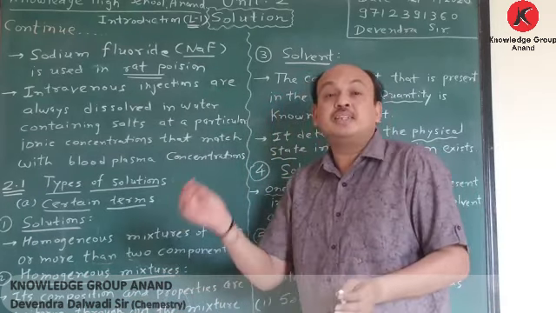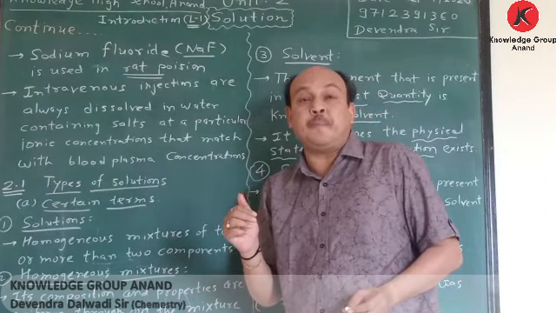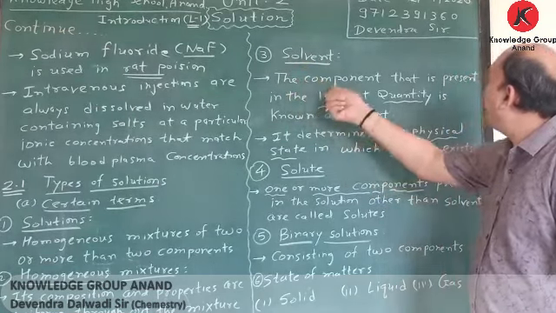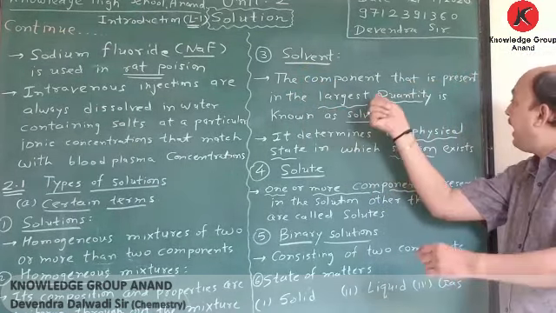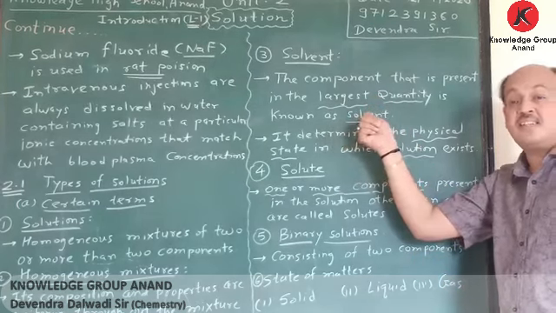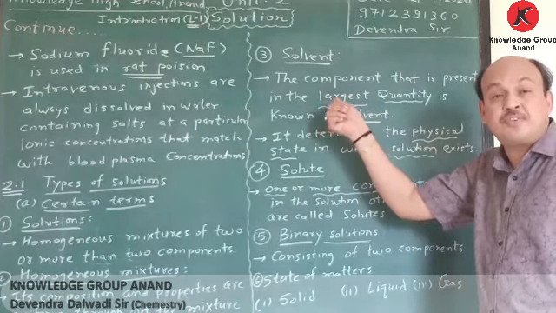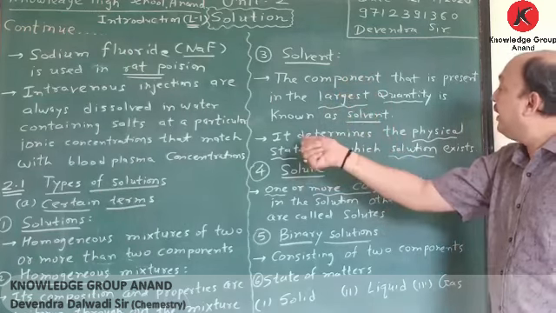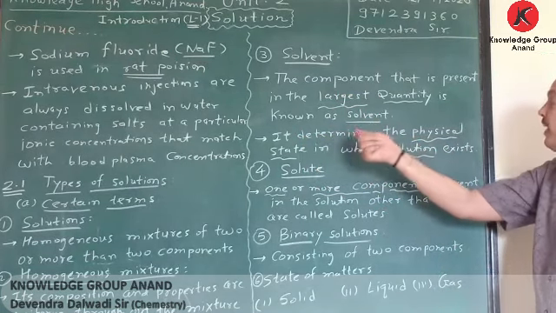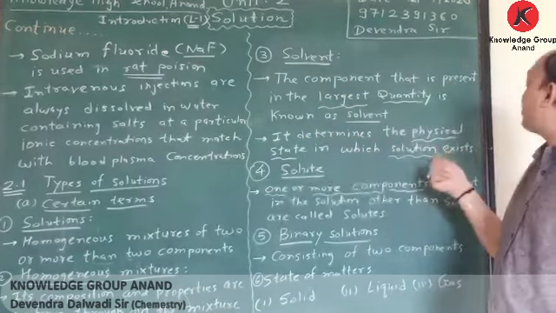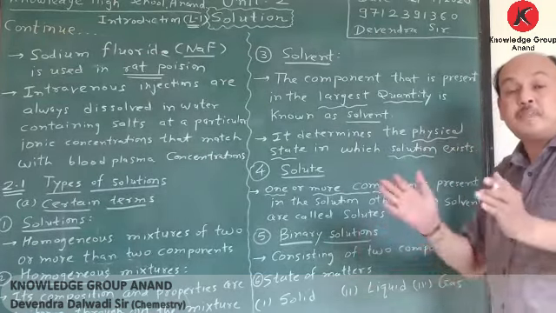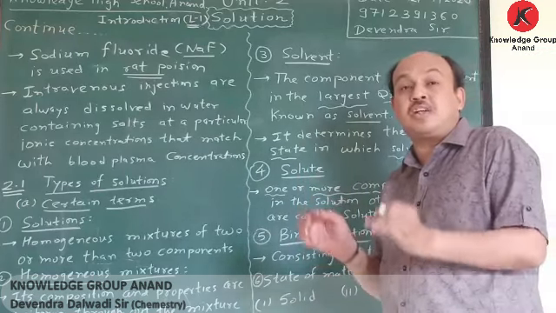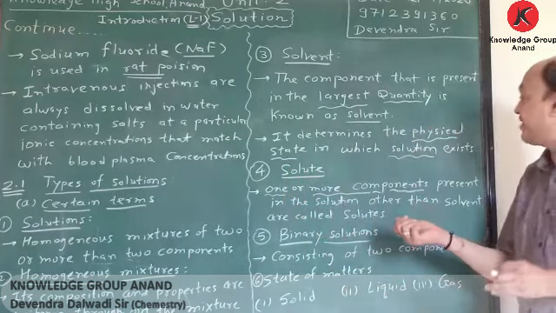Now in solutions there is another very important term, the third one, the solvent. The component that is present in the largest quantity is known as the solvent. That means the higher quantity is considered the solvent. It determines the physical state in which the solution exists. Suppose we take any solution, the one whose proportion is more is considered the solvent, and that determines the physical state.